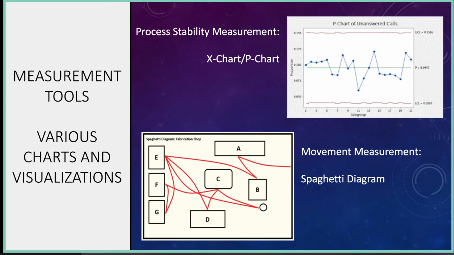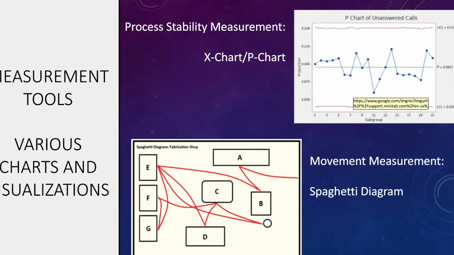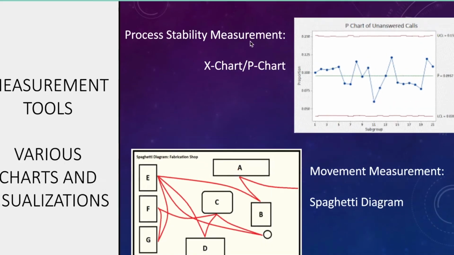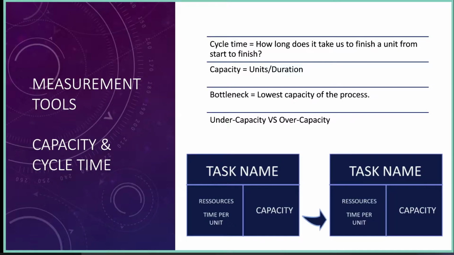Next, another measurement tool that we have would be just various charts and visualizations of our processes. One of the ways to do it is with the X chart or the P chart, which is a process stability measure. In that way, we can see how much variation compared to the mean that we have. For movement measurement, we have a spaghetti diagram, which traces all of the movements of staff, for example, and allows us to minimize their walking time and therefore make us more effective.